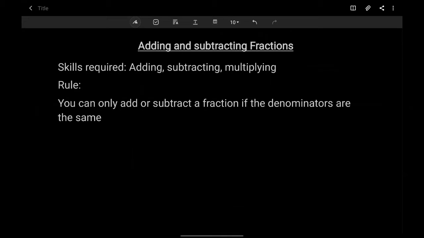In today's lesson, you'll be learning how to add and subtract fractions. The requirements for this lesson are that you know how to add, subtract, and multiply. There is also a rule that you need to remember, and that is you can only add or subtract a fraction if the denominators are the same. Let's take a look at an example to see what I mean.